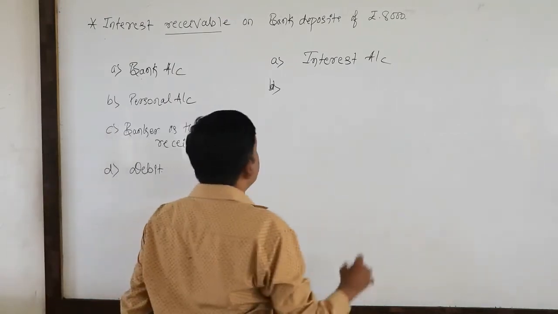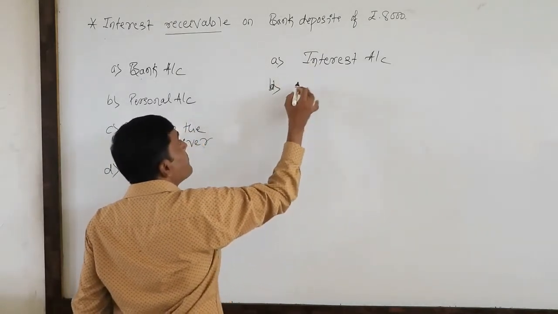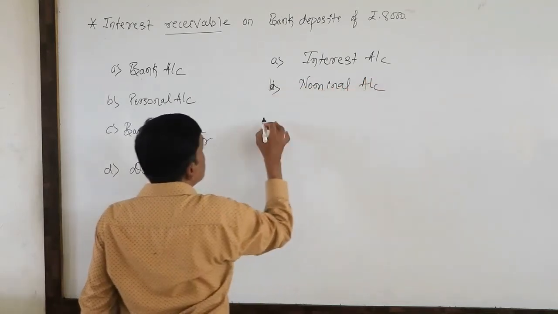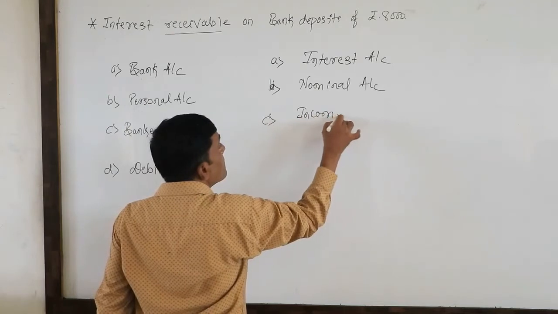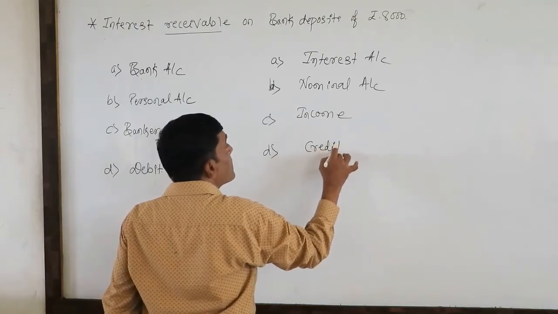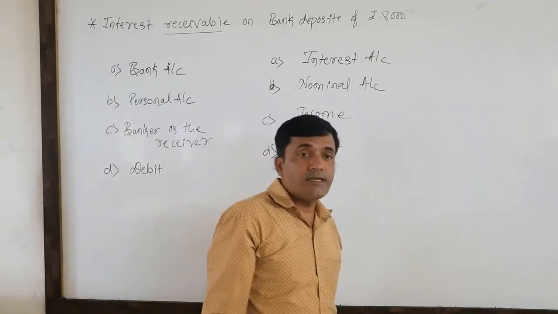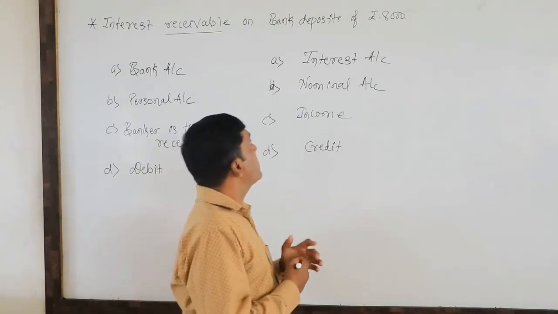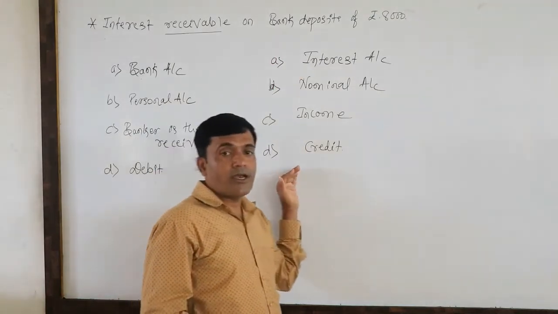Come to this side. As I already discussed in the last example, interest account is an income which comes under nominal account. Interest is an income, so we need to credit the interest account. As per the nominal account rule, debit expenses or losses, credit incomes or gains. Here in this example the interest account is an income. That is the reason we need to credit.